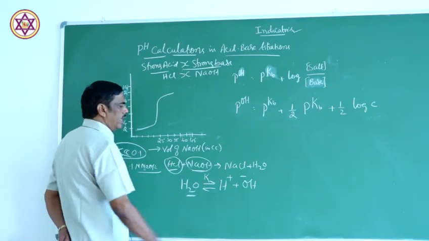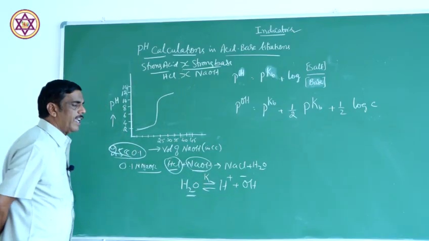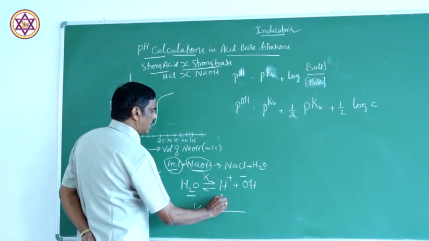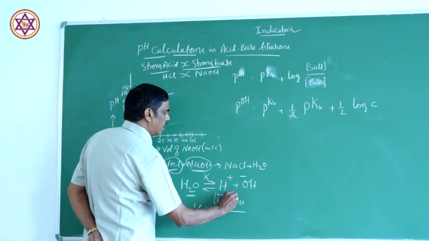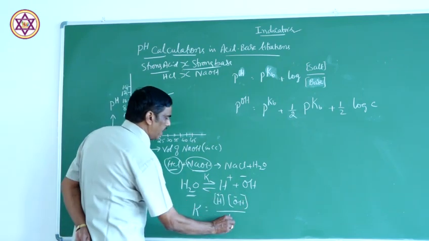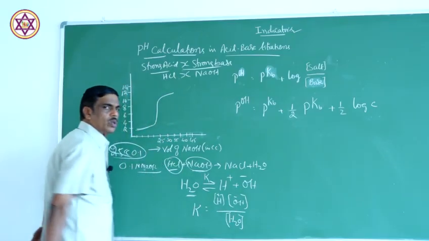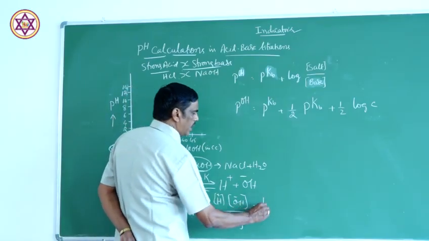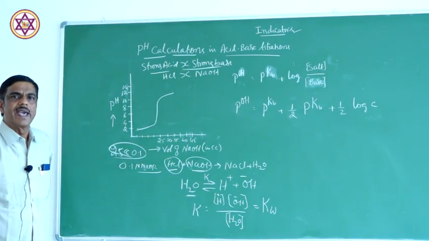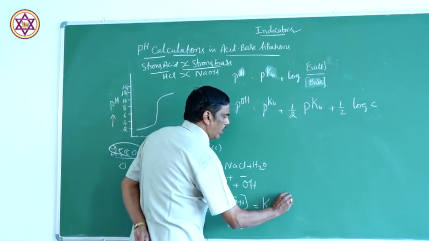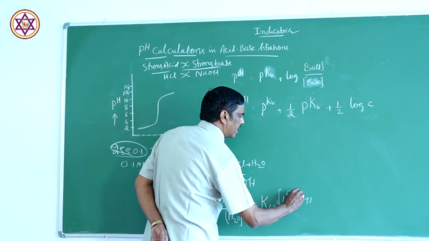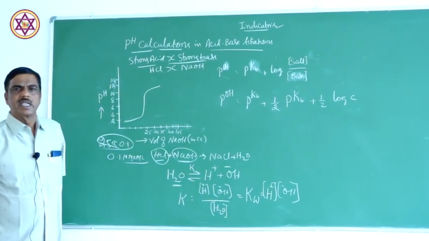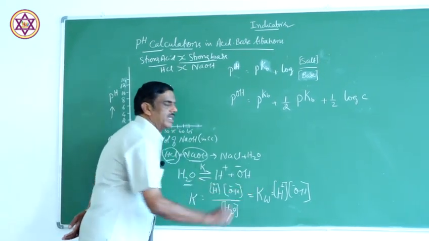Let us say the equilibrium constant is represented by K. By applying the law of mass action, we can write K is equal to concentration of H plus ion into concentration of OH minus ion divided by concentration of H2O. Now, because the water concentration is constant, we can represent this as Kw. This Kw is nothing but the ionic product of water. Kw is equal to H plus ion concentration into OH minus ion concentration. So, by knowing H plus ion concentration or OH minus ion concentration, we can easily find the pH of a solution.